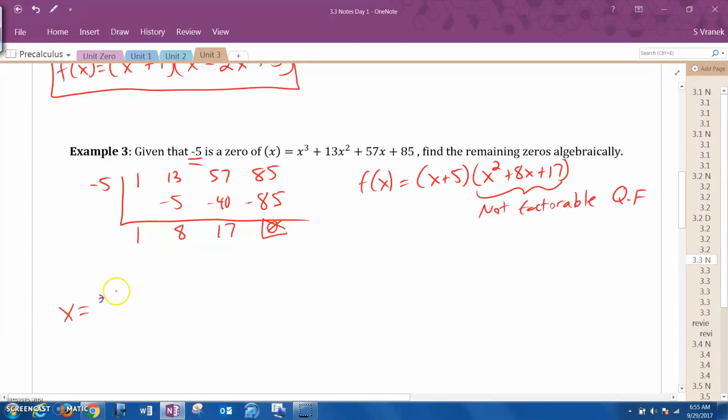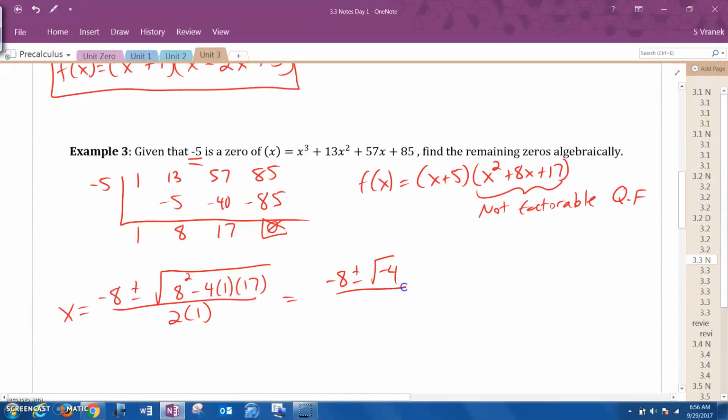X equals opposite b, plus or minus the square root of b squared, 8 squared, minus 4 times 1 times 17, all over 2 times a. We do that and we get -8 plus or minus. This is 64 and this is 68, so we get the root of -4 all over 2. Again, do not cancel the 2 yet. You cannot cancel this 2 until there's a 2 in front of the root, or there's a 2 outside of the root.